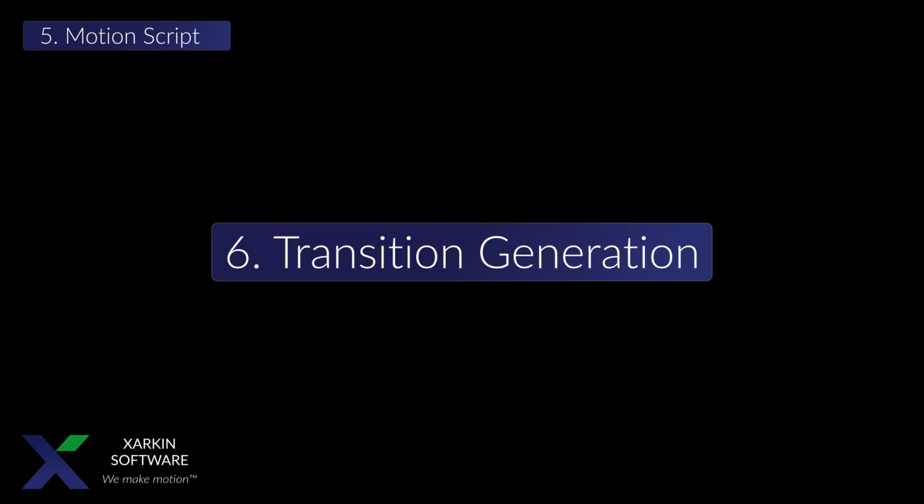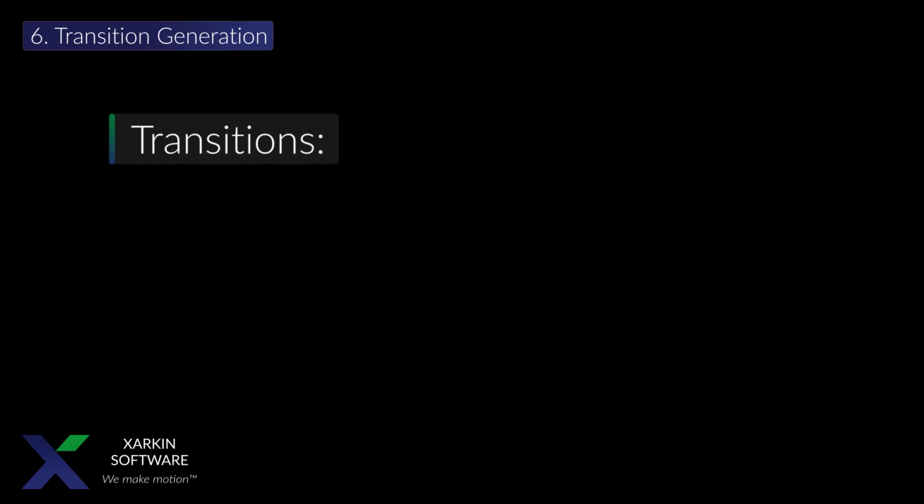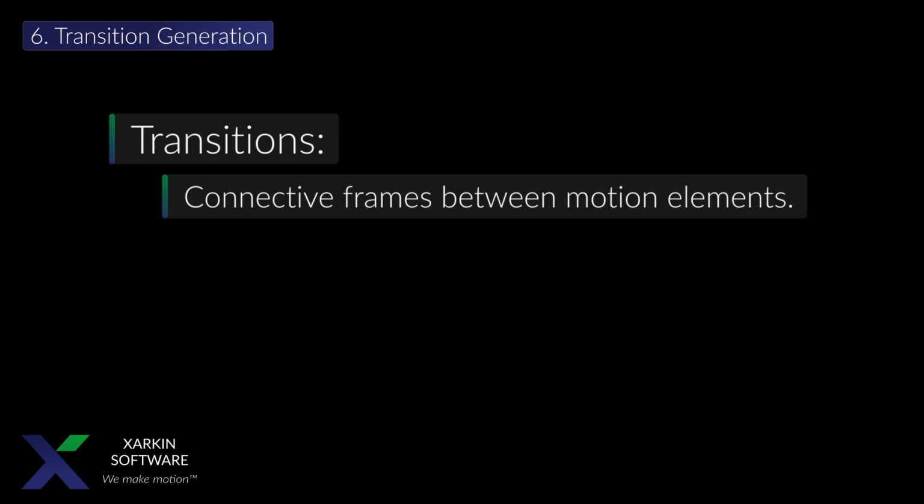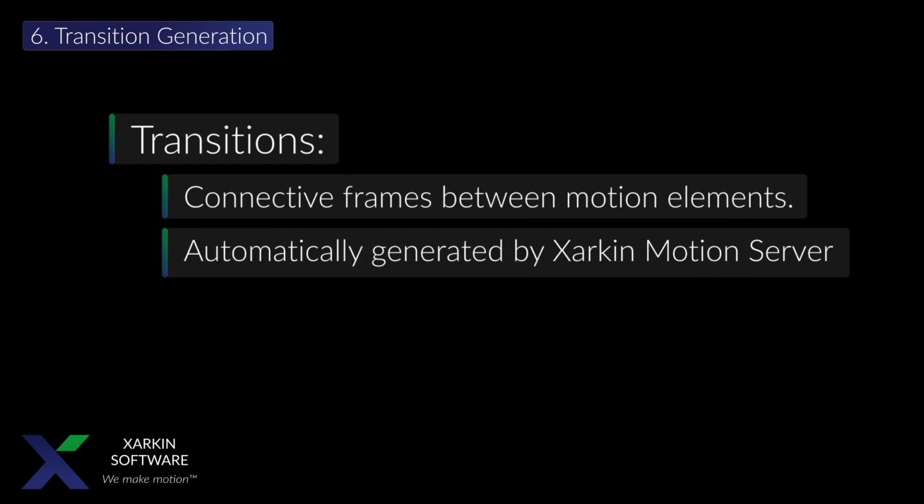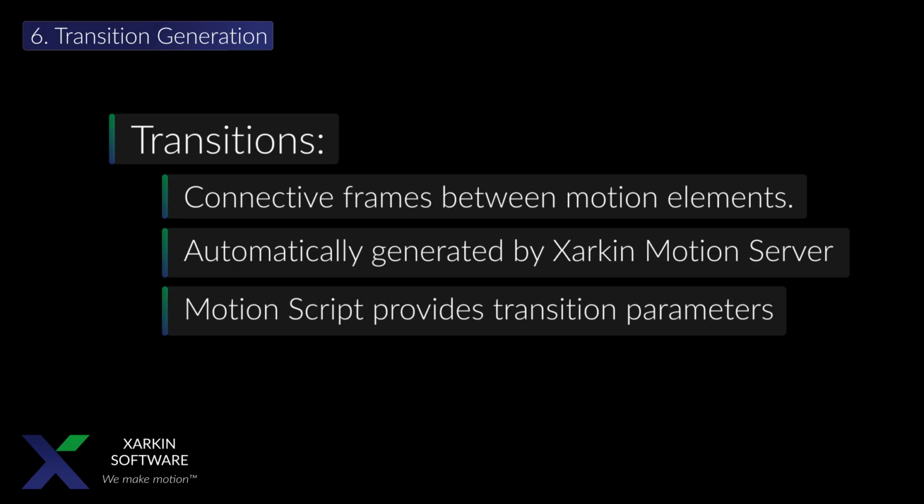When connecting one motion element to another, a transition needs to occur. A transition provides the connective frames between different motion elements. These connective frames are automatically generated by the Xarkin Motion server. Animators and programmers control the transition that occurs through Motion Script. A transition would occur when moving from a walk to a run.